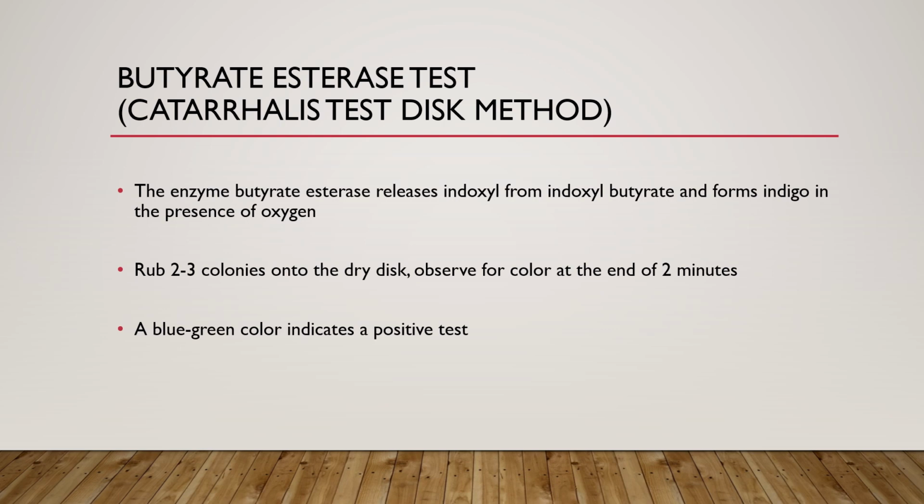The butyrate esterase test is the confirmatory test for Moraxella catarrhalis. This is also known as the catarrhalis test disc method. Basically, we're taking a dried paper disc that's impregnated with indoxyl butyrate, and we're smashing our unknown organism onto that disc. We're going to set a timer for 2 minutes, and at the end of 2 minutes, if our disc turns blue or green, it indicates a positive test for the butyrate esterase enzyme.